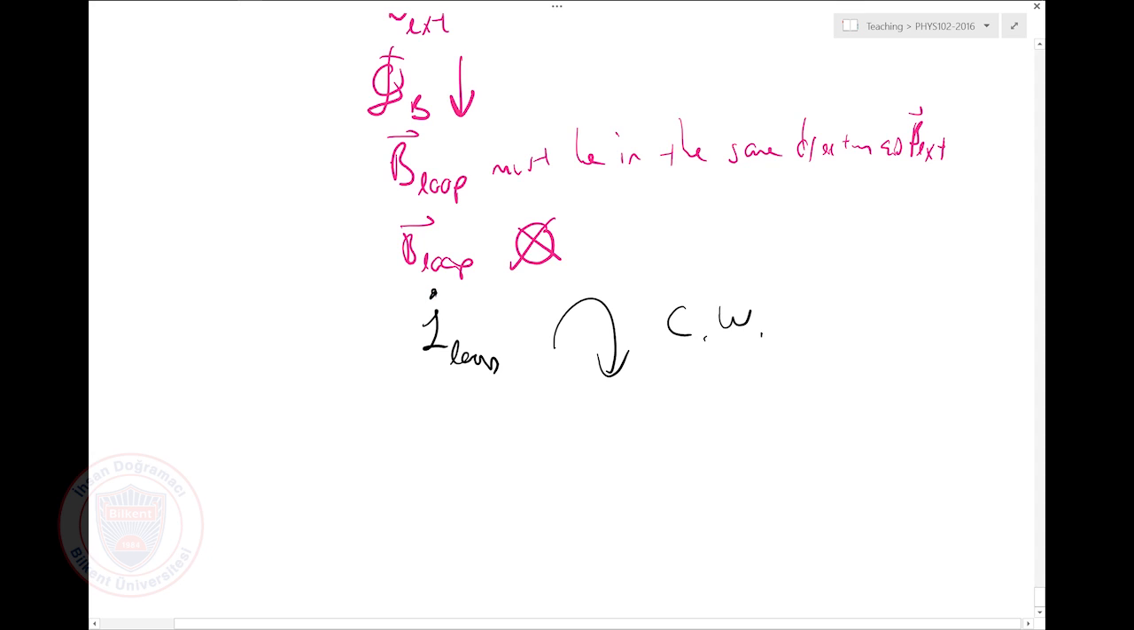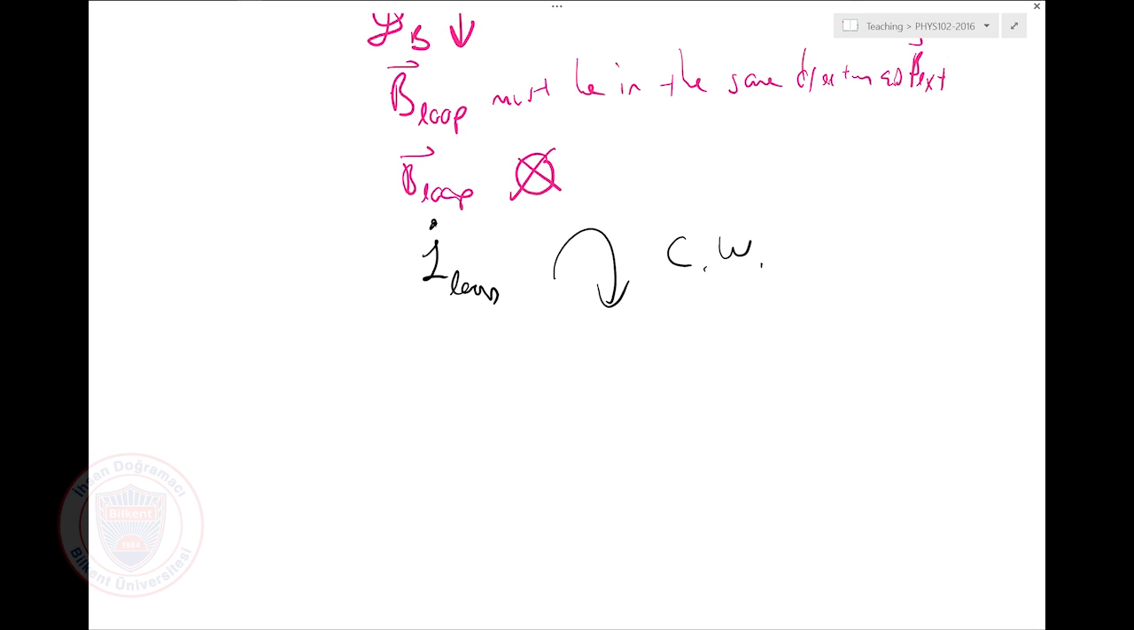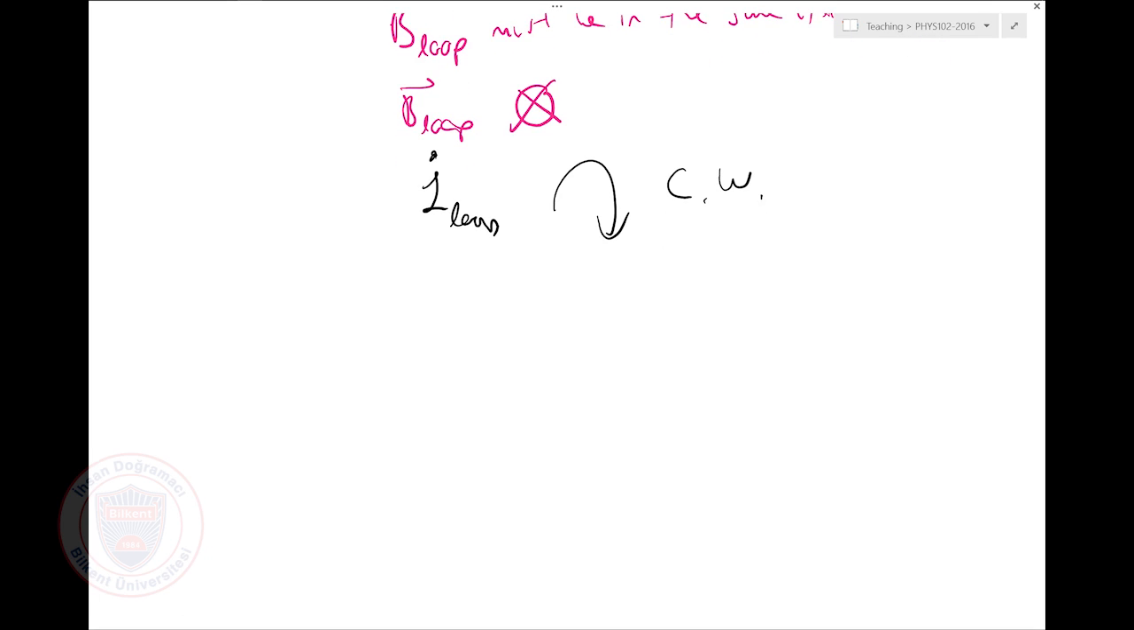Now, once I actually find the direction, let me be more quantitative. Let me actually try to quantify how much current will flow in such a circuit. And it actually turns out this is not too hard to do.